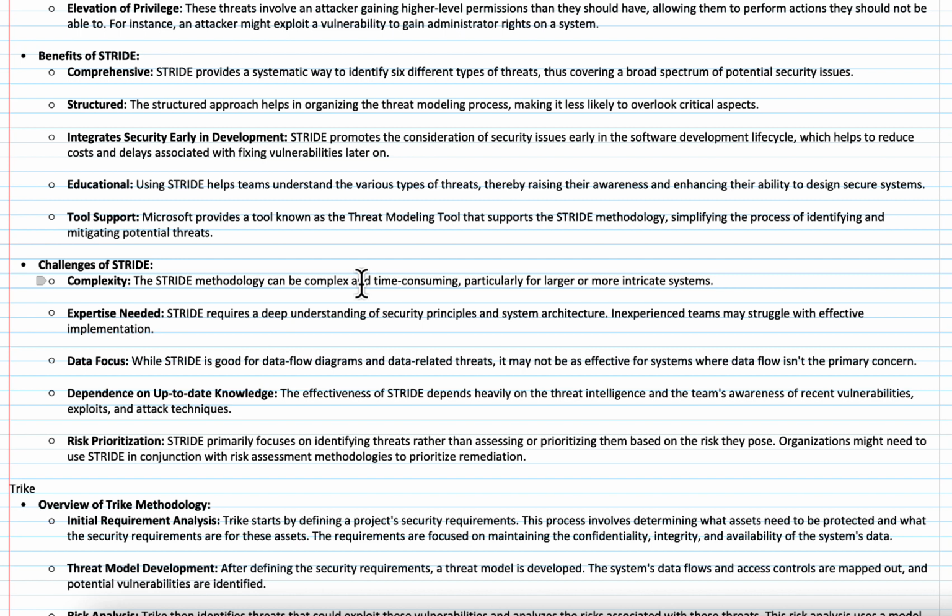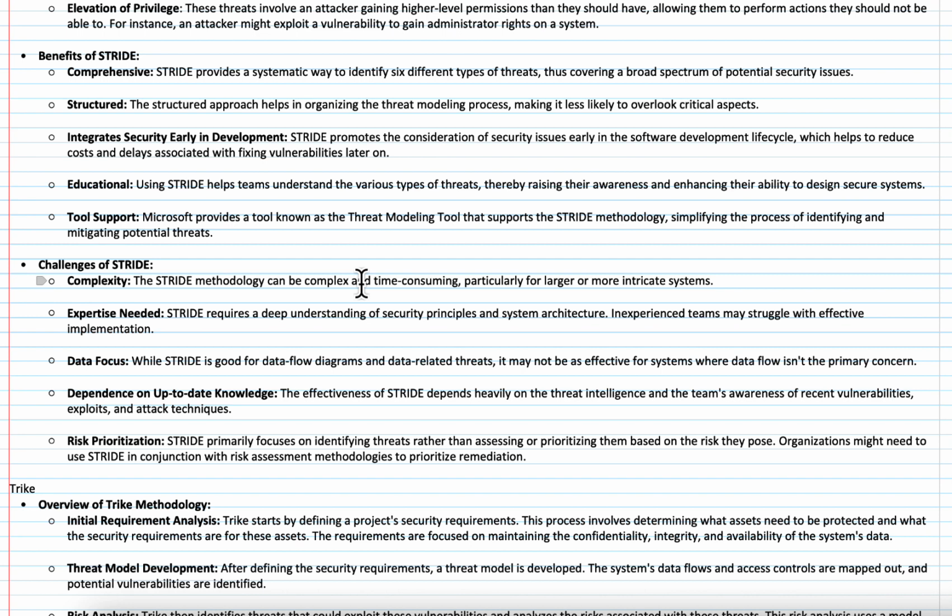It integrates well with security development. It does come into play a lot when you're dealing with the software development lifecycle. It's tied into that, and it does help you reduce the costs and the delays associated with it. It's very educational, which means that it does help you understand and educate people on the overall processes. And there's also tool support. Microsoft provides a tool for threat modeling that helps you identify the overall STRIDE process.